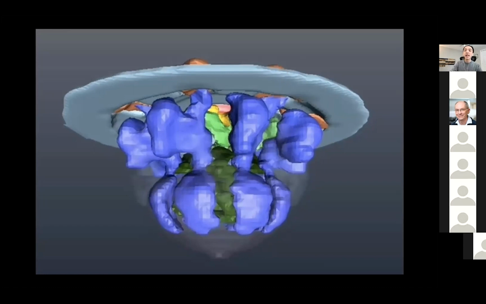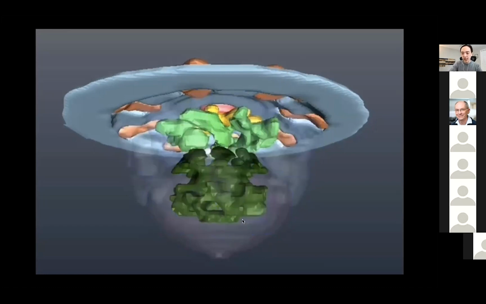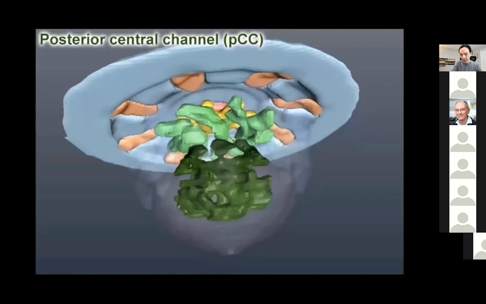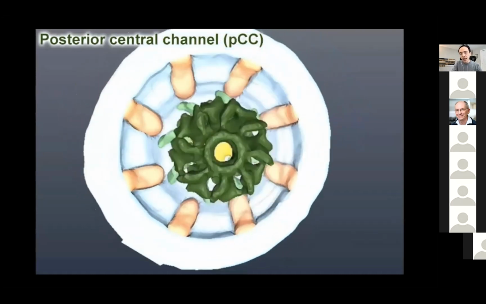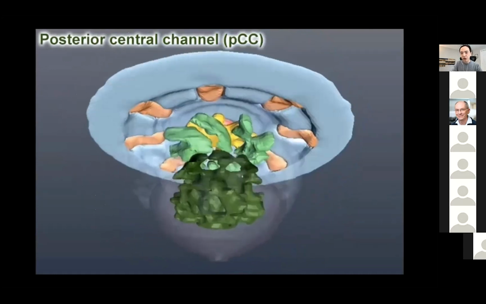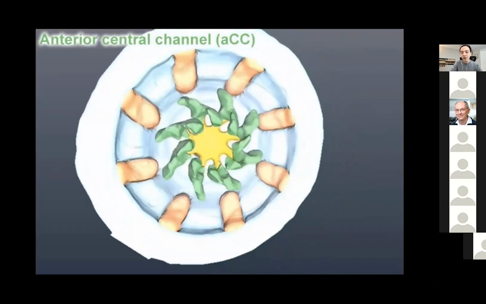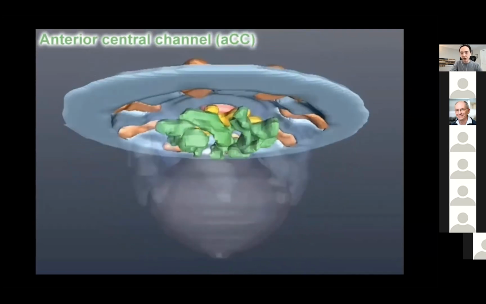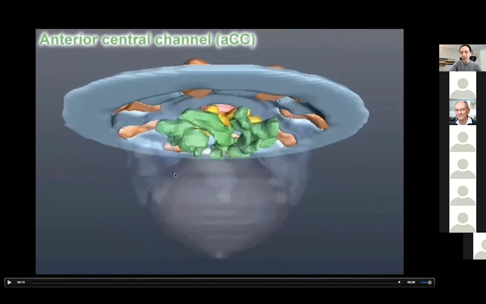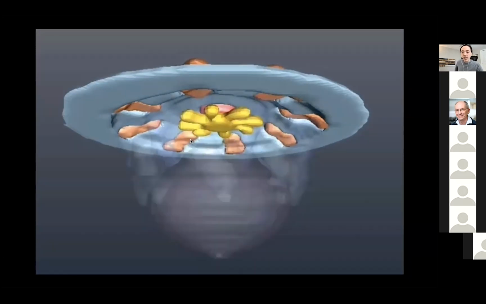Inside the AV, we also see an amazing structure that looks like a barrel. We name it the posterior central channel because we think it might have a channel-like function. And there's another channel called the anterior central channel sandwiched between the AV and the plasma membrane. And in front of the posterior channel, there's this structure we call the radiating spoke, likely serving as a gate in front of a putative membrane channel inside the membrane.